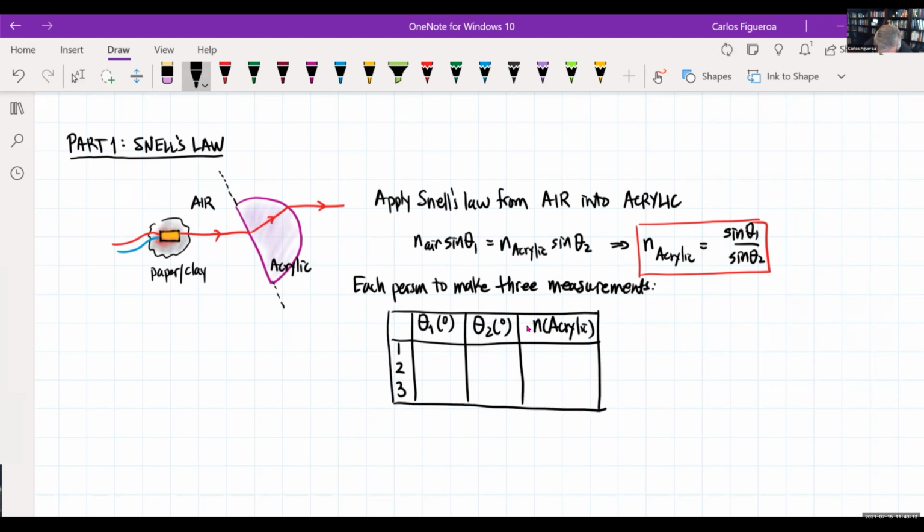And then once you get your index of refraction 3 different times, I want you to get an average index of refraction. And this is what I'm going to want you to load into the Canvas, not the Canvas, but the Google Sheet class, which I've already set up. Okay, so let's look at these details here.